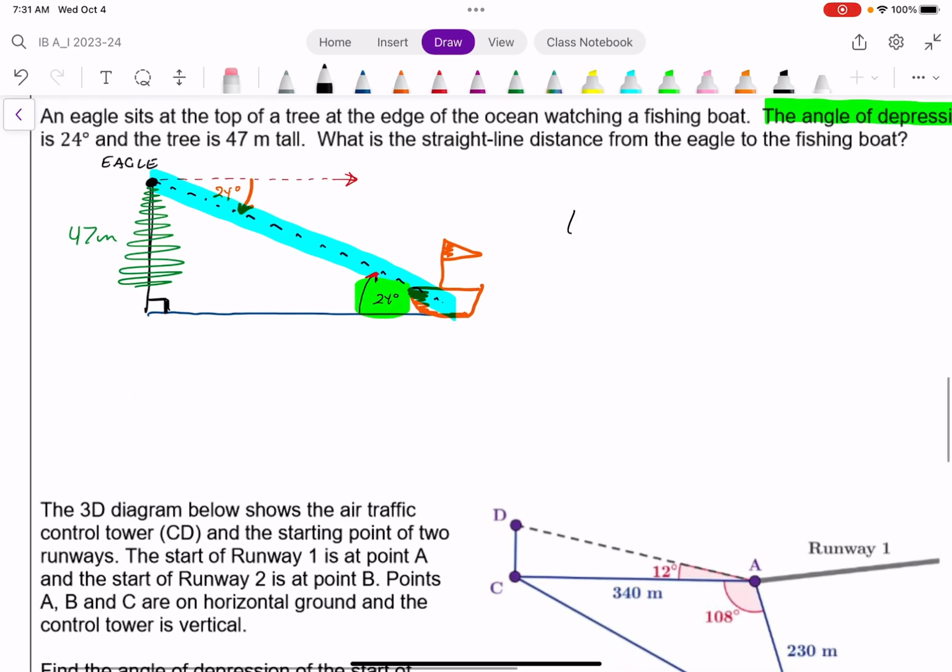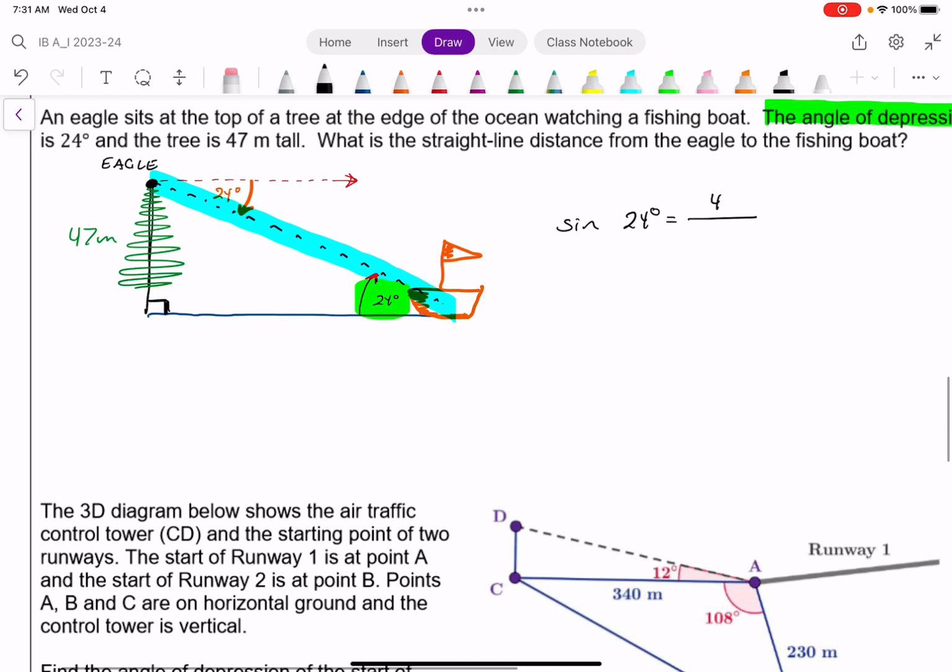So I can use a tangent ratio. I can say the tangent of 24 degrees equals opposite over adjacent, or in this case, 47. Sorry, not tangent. What am I doing? Sine, because I'm trying to find the diagonal. The sine of 24 degrees is 47 over the hypotenuse, which we don't know. I'll call that x.